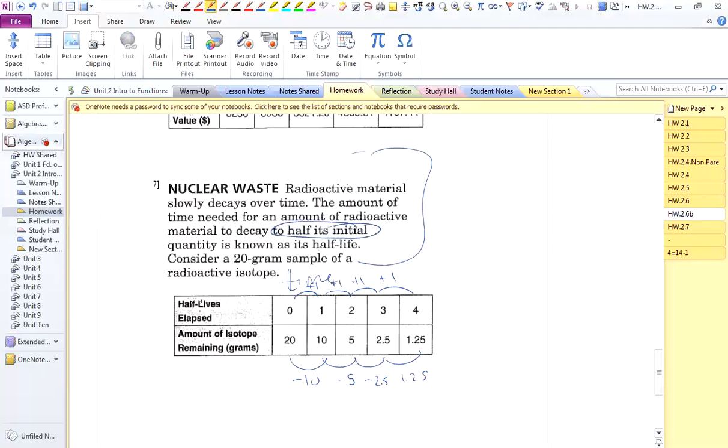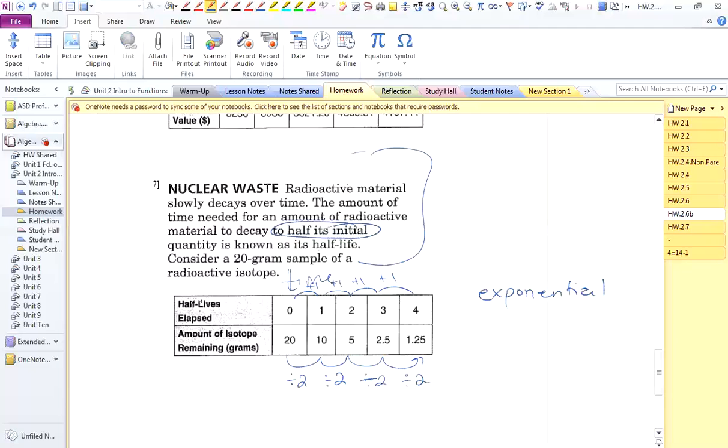It's going by half. Exactly, because you can see that the difference is half of what it was before, so it's decreasing by half. So you have a common multiplier, and your divisor is to divide by 2 each time, or multiply by 1/2. So this one would be exponential, right? Because you have a common divisor.